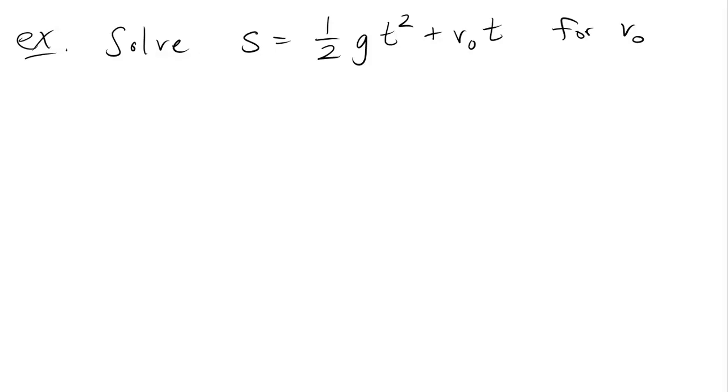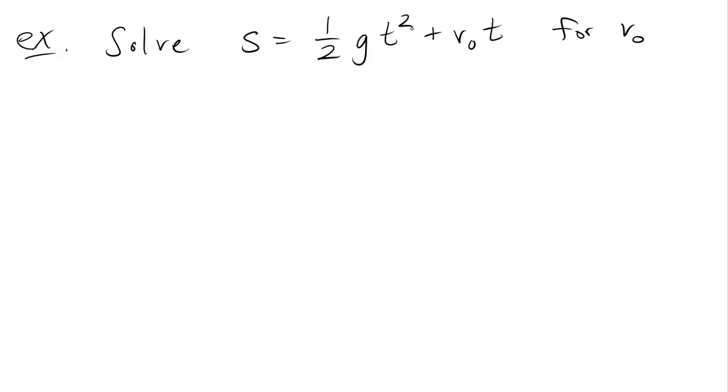This equation can be used to give you the height or displacement of an object that's been fired into the air from ground level. So s is the height or displacement, g is the acceleration due to gravity, t is the time, v sub 0 is the initial velocity. This equation gives us the relationship between all of those quantities. You can see that it's currently solved for the displacement. We've been asked to solve it for v sub 0, which is the initial velocity.